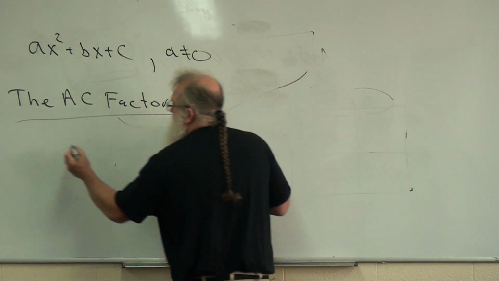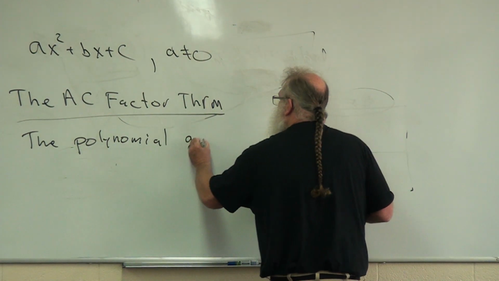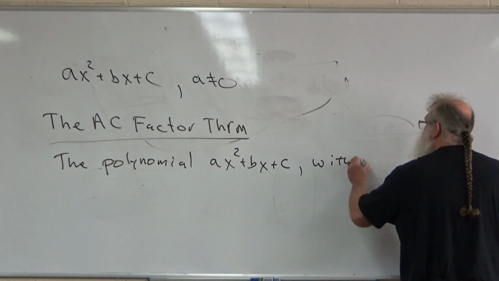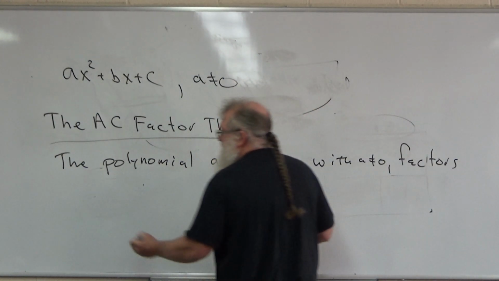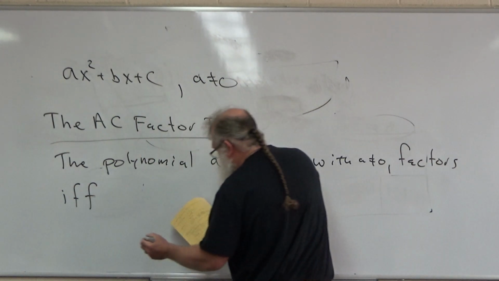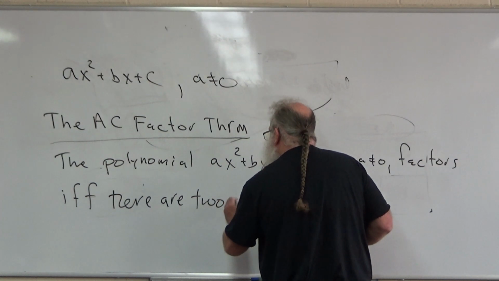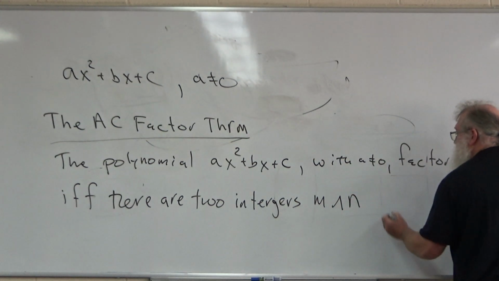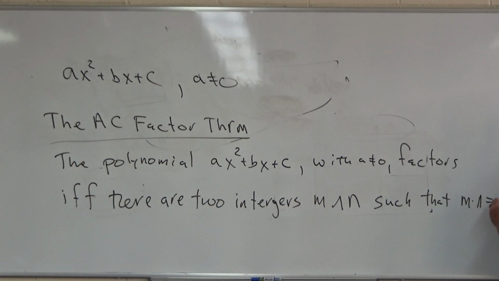The polynomial ax squared plus bx plus c with a not equal to 0 factors if and only if (IFF, shorthand for if and only if, I know how to spell it) there are two integers, m and n, such that m times n is equal to our a times our c.